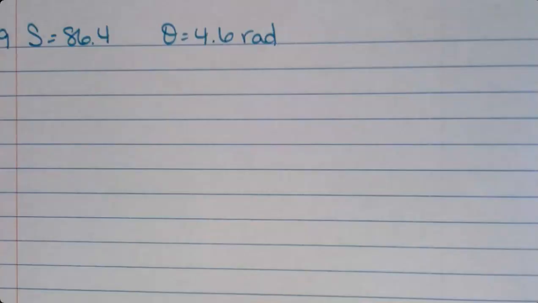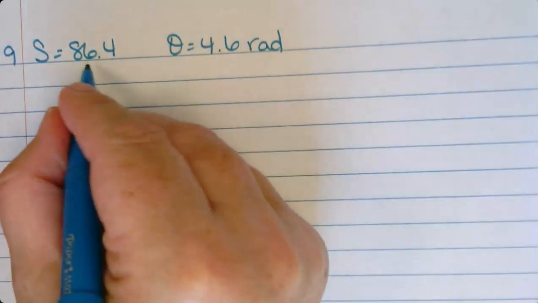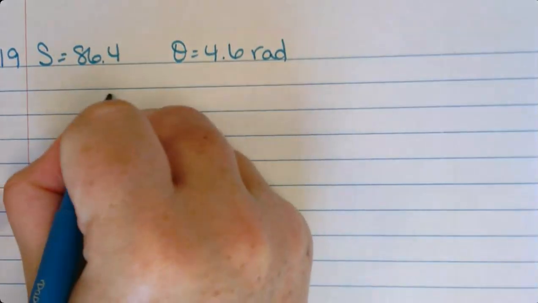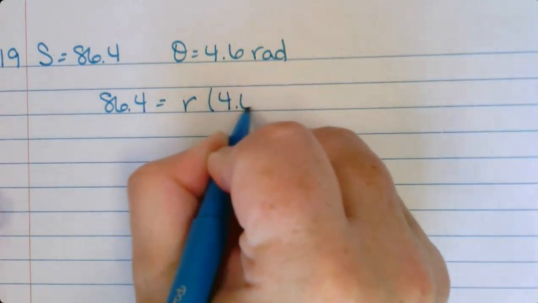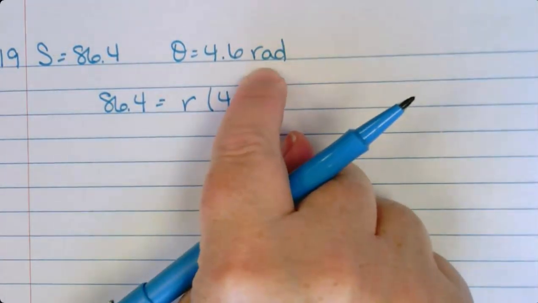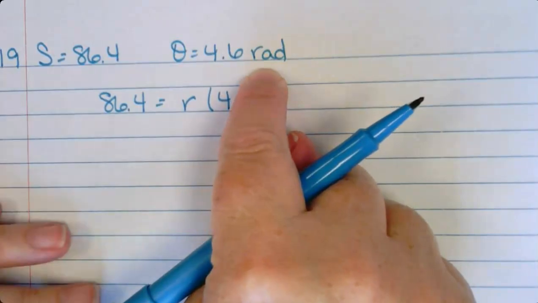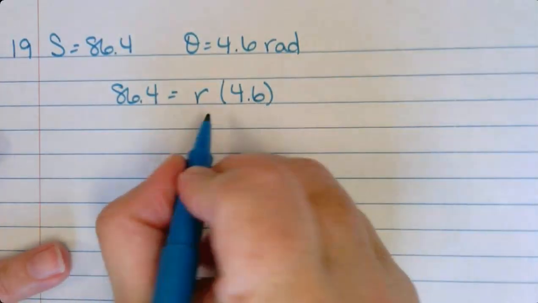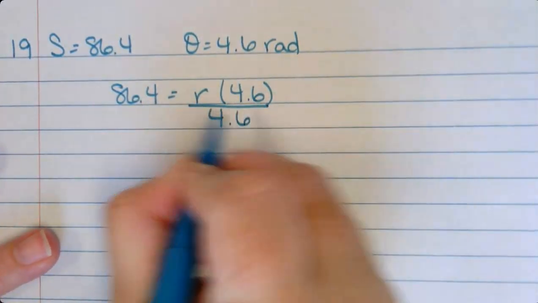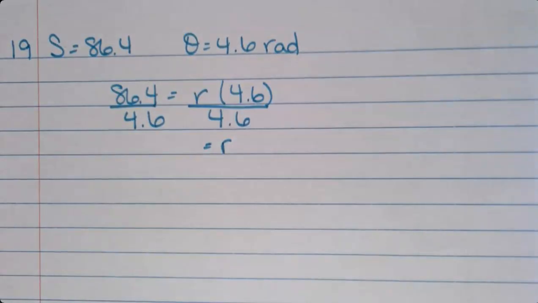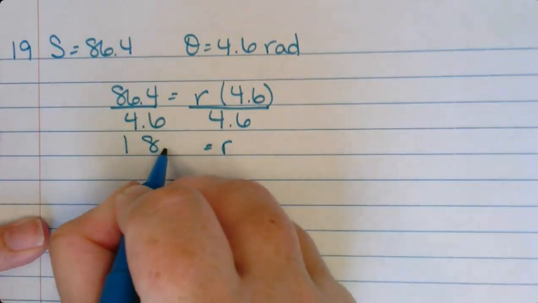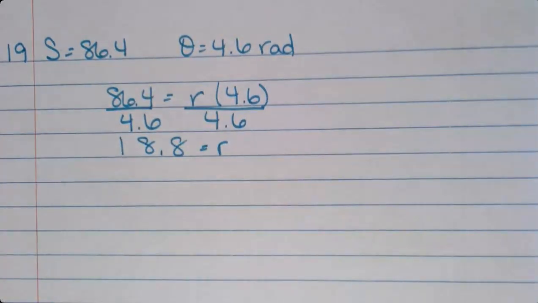And then here we go. Notice here we got S and we have a theta. So 86.4 equals R times 4.6. So you see the word radian? That means this is already in radians. So now we just got to solve for R. And all we're going to do is divide by 4.6. So 86.4 divided by 4.6, and we get 18.8.